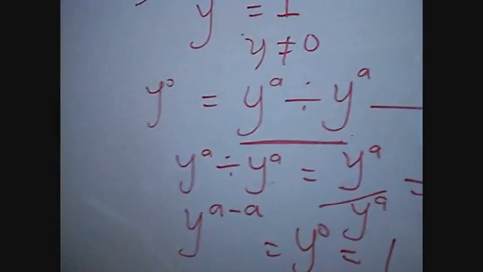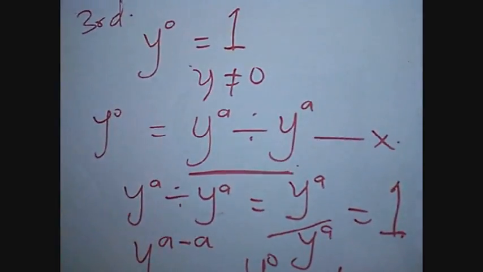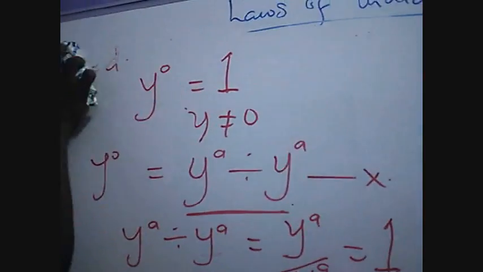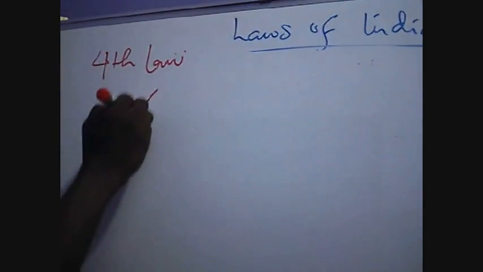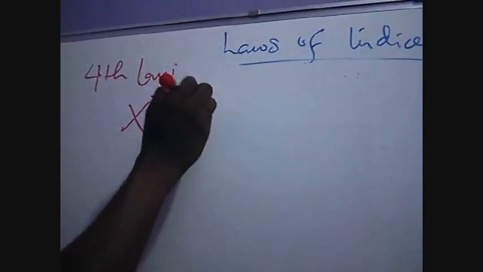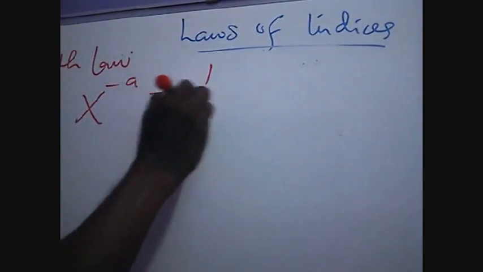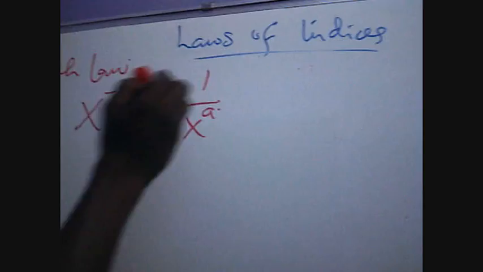Then we go to the fourth law. The fourth law of indices states that x raised to the power of minus a is equal to 1 over x raised to the power of a.